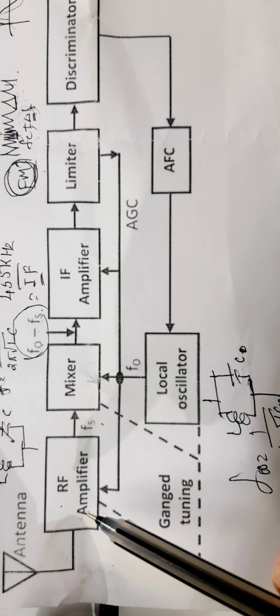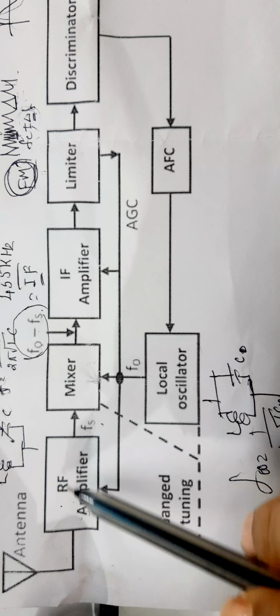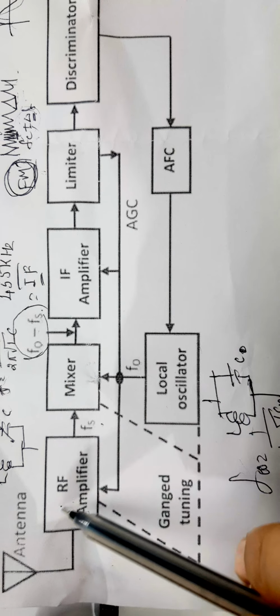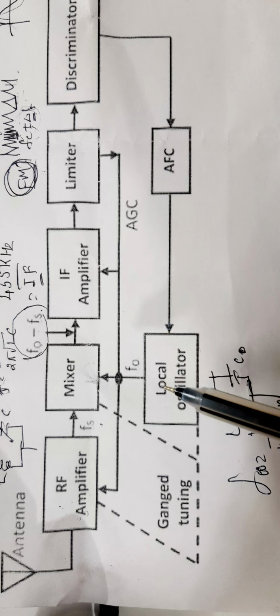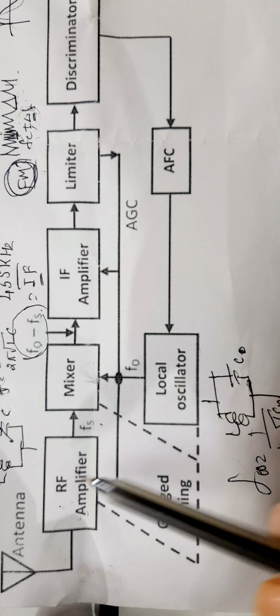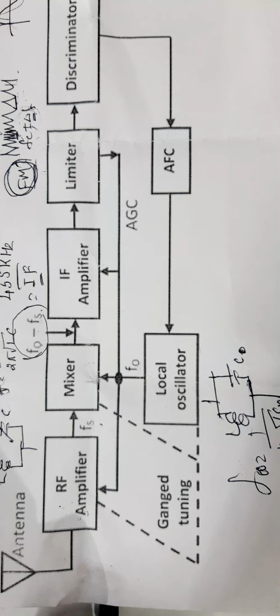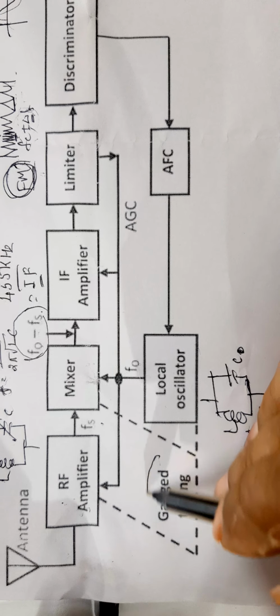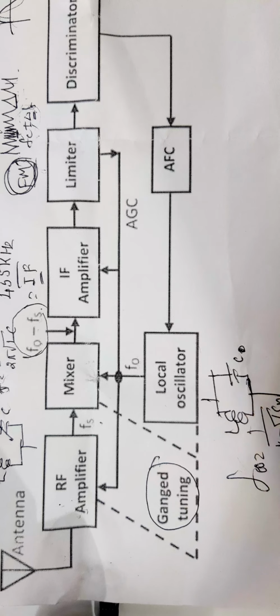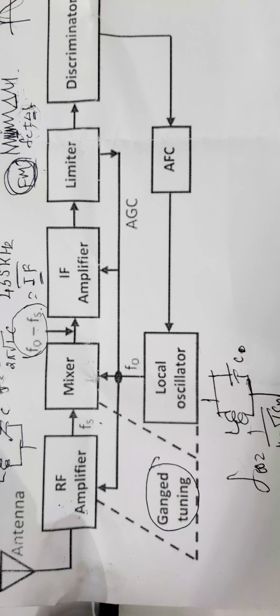Therefore, we will not change the values of the capacitor of each circuit one by one. We will simultaneously change the capacitance values of the RF tank circuit, the tank circuit of the mixer, and the tank circuit of the local oscillator. They are simultaneously changed. Therefore, all these capacitors are connected to a single capacitor, that is a ganged capacitor, and the tuning is known as ganged tuning.